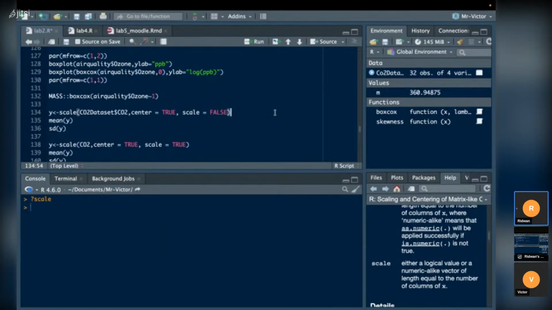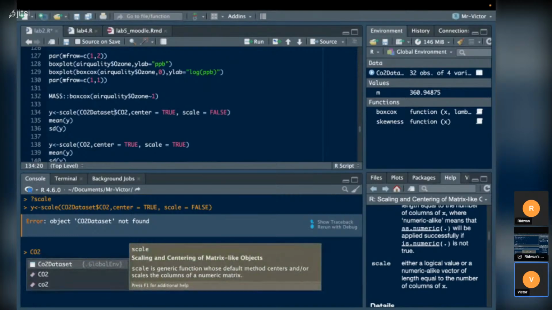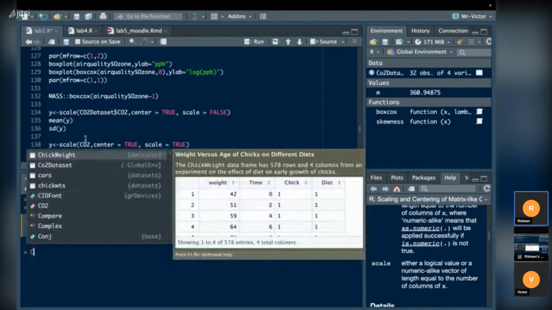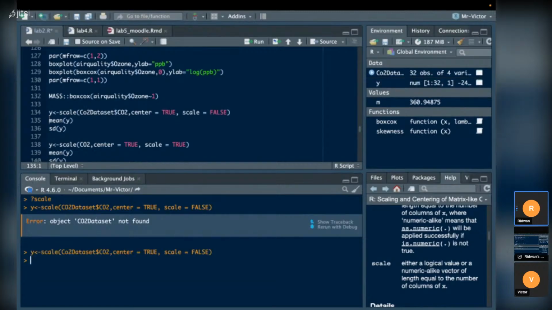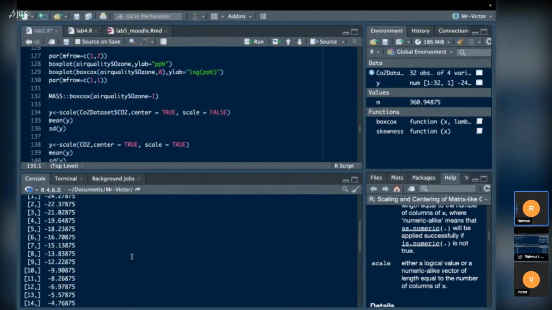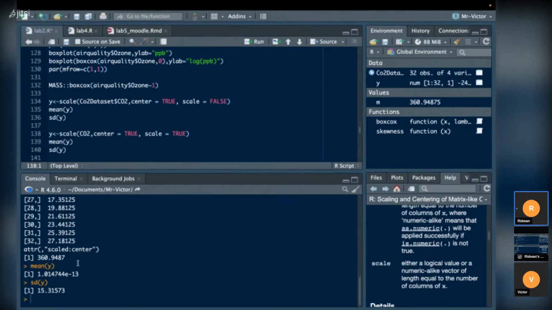So when you run this now, CO2 data set. There's a small letter o after CO2. So when you run it now and I call Y, can you see the values now? When you take the mean of Y, can you see you're going to get 0.0 something, which is approximately 0. When you take the standard deviation, you're going to get 15.3153.